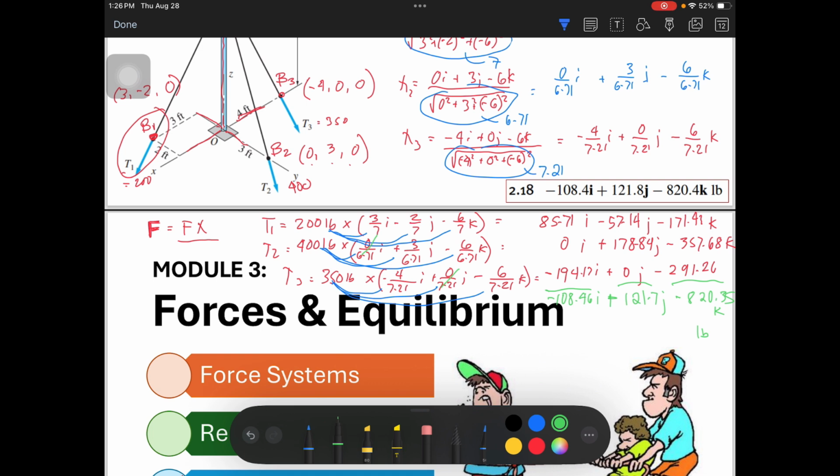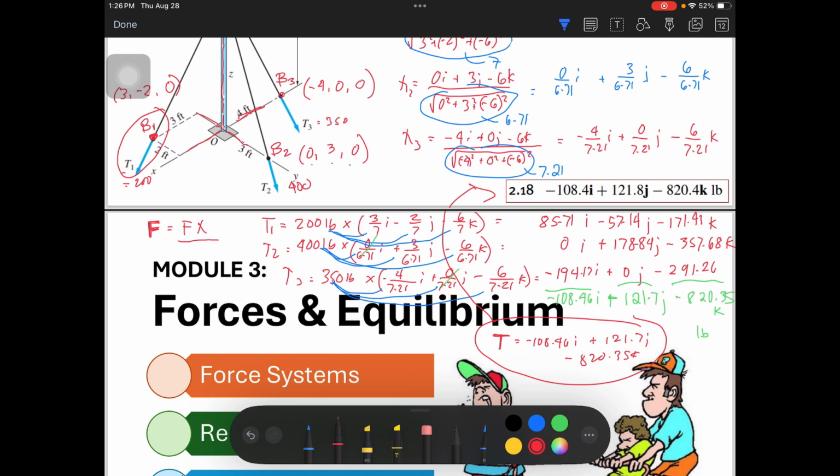So ito na yung TX, TY, and TZ. So our resultant, magre-read na ako. Resultant T is equal to negative 108.46 i plus 121.7 j minus 820.35 k. So nakuha natin itong sagot. So let's try graphing siya dun sa system, no?